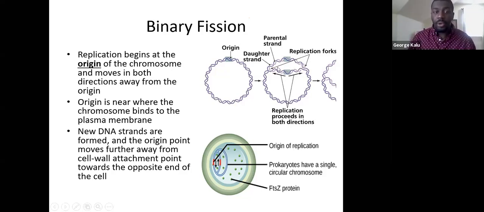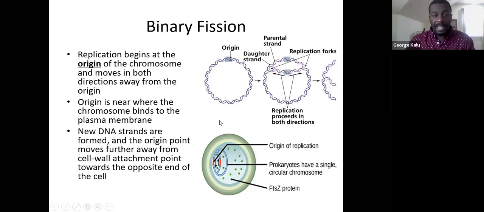The origin is going to be located on the chromosome near where the chromosome binds to the plasma membrane. And when you start forming that new strand of DNA, the new strand is going to start to move away from the cell wall attachment, and it's going to start moving to the opposite side of the cell. So that's the replication portion here.